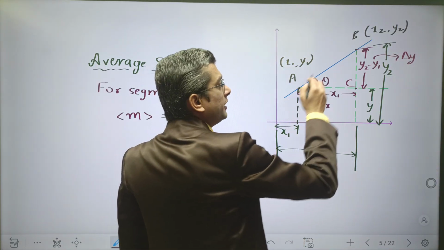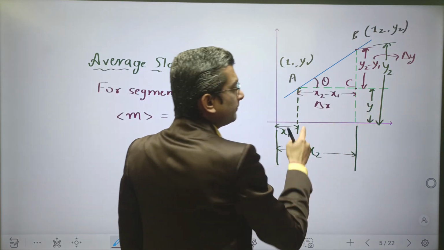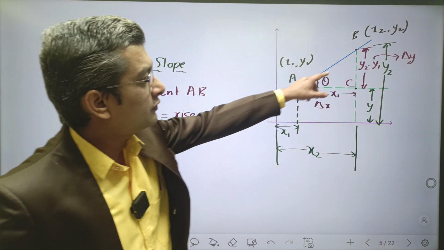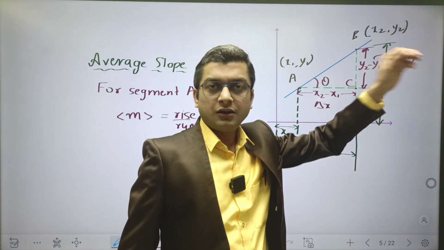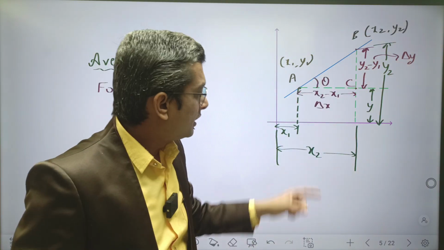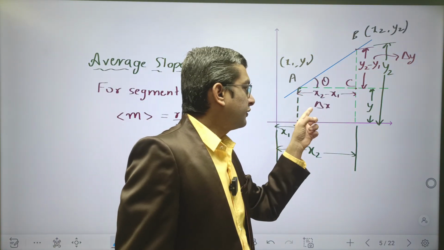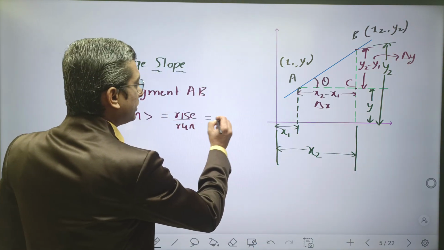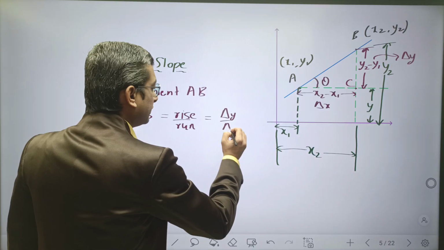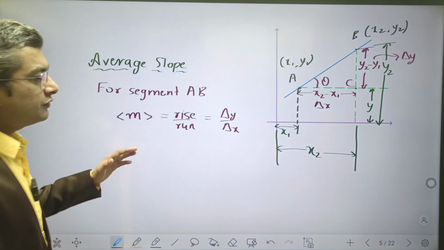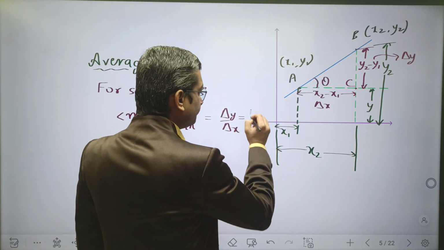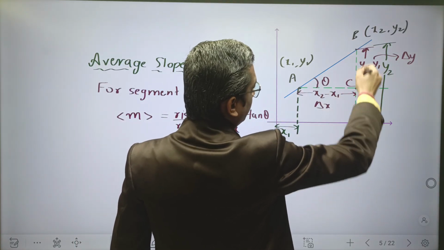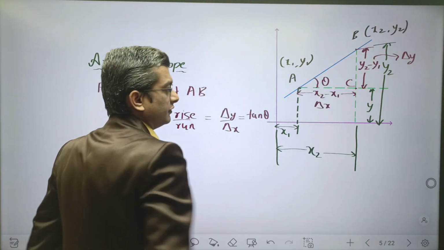When you move from A to B, you get shifted in the x direction by amount delta x. So what is rise? That is delta y, the amount of shift along the vertical direction. What is run? That is delta x, the amount of shift along the horizontal direction. So this will be given by delta y by delta x. Are you getting? So this is average slope, and this is nothing but tan theta. In triangle ABC, tan theta is given by delta y, that is BC by AC.